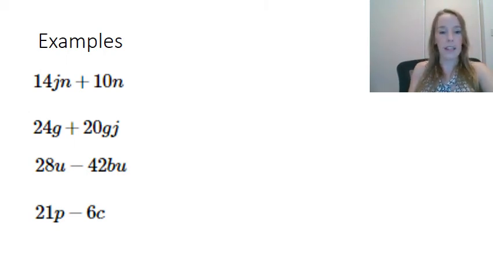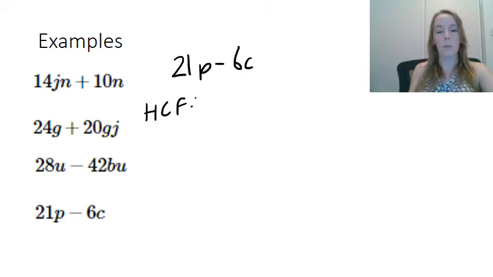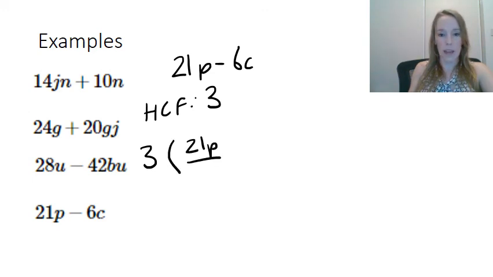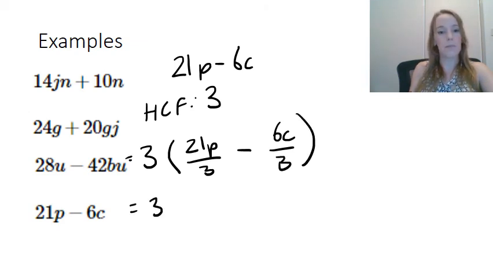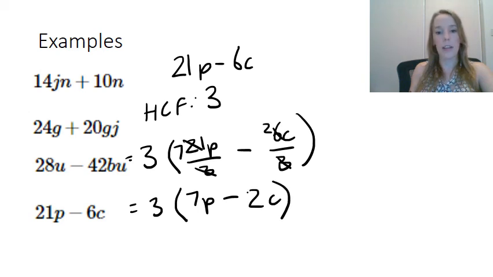Now, lucky last, we've got 21p, take 6c. So our highest common factor of 21 and 6 is going to be 3, and we don't have any pronumerals in common, so it's just going to be 3 outside the brackets. 21p divided by 3, take 6c divided by 3. Remember to keep your equal signs. So 21 divided by 3 is 7, so we've got 7p, take 6 divided by 3 is 2c.